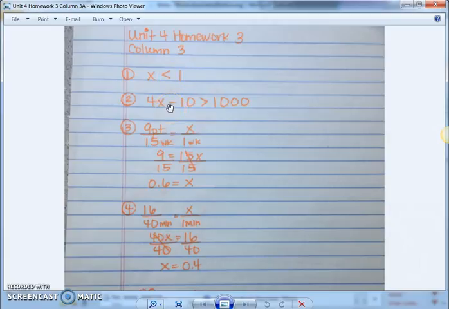Okay, for number 2, it says write an inequality that represents 10 less than 4 times a number. So remember when we have less than, it reverses the order, so we're going to do 4 times a number minus 10 is greater than 1,000.